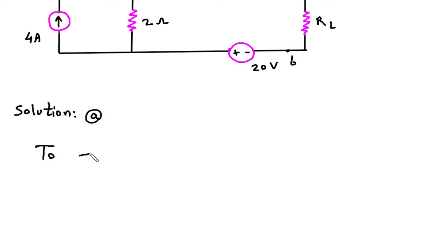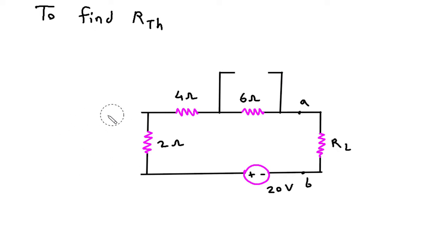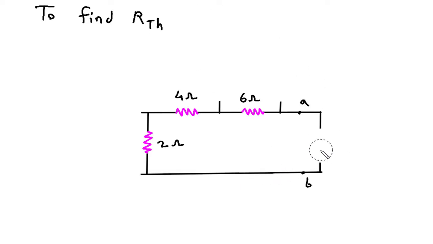So to find RTh, we will turn off all the independent sources. This is a current source, so this will be open circuited. This is also a current source, so this will be open circuited. This is a voltage source, so this will be short circuited. And here this will be our RTh.